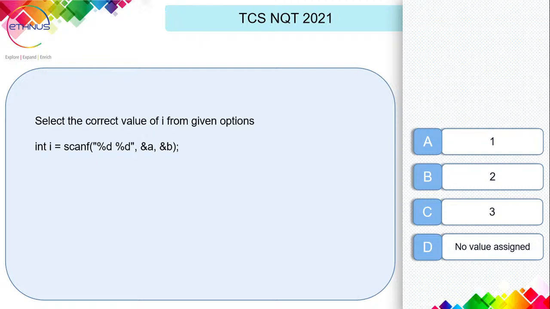So here, let's come to this question. Select the correct value of i from the given options. There's int i is equal to scanf, and you're reading two integers. Which is the right answer? I'll give you around 10 seconds, guys. Please answer it. It's a very straightforward question.